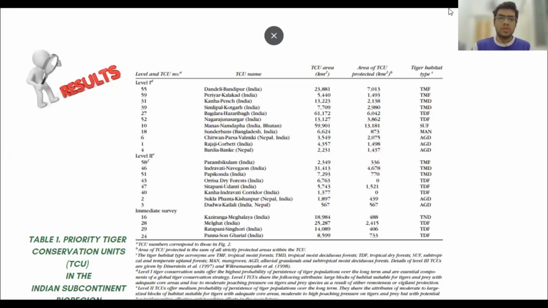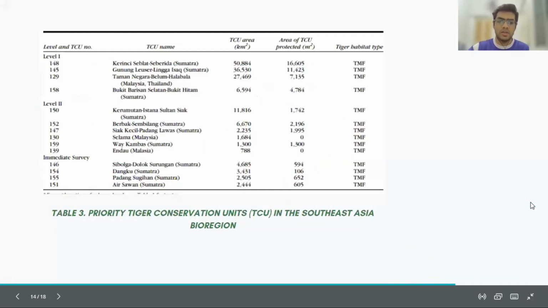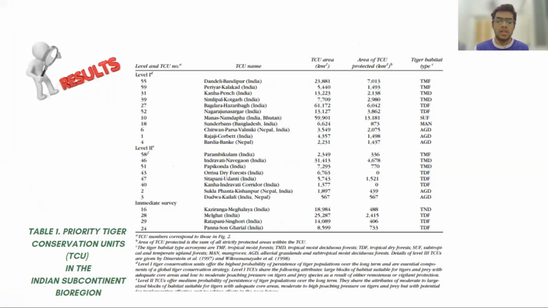So hello everyone. Today I'll be talking about the results based on this case study, which is the tiger conservation unit. There are three bioregions that are mainly discussed: the Indian subcontinent bioregion, the Indo-China bioregion, and lastly the Southeast Asia bioregion. The first, the Indian bioregion, consists of a few countries, which are India, Bhutan, Nepal, and Bangladesh.